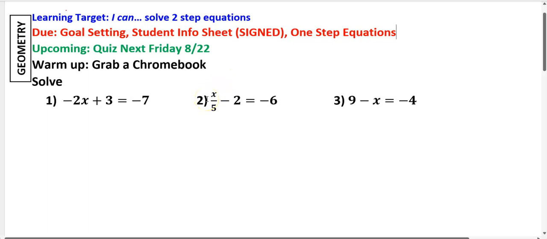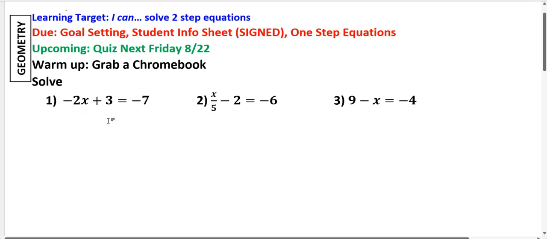So again, you walked in, you started your warm up, you wrote down the solving two-step equations on the I can column, right? And then you wrote down these three problems and tried to solve it on your own, right? So let's get it. Number one, how is this different than yesterday's one-step equation? It's that there are two steps. How do I know there are two steps? Because there's two numbers on the side of x. I'm trying to get rid of this -2, and I'm trying to get rid of this 3, this +3.